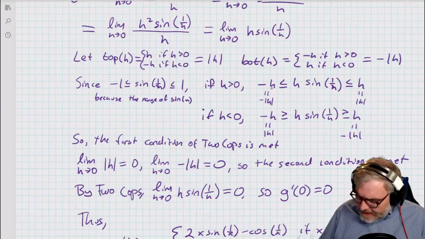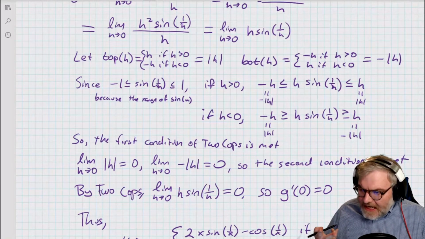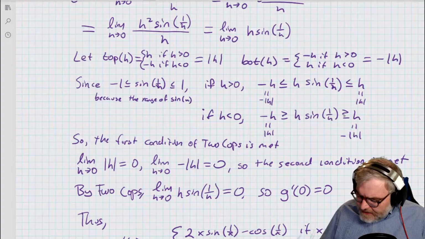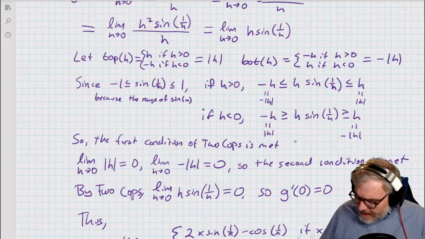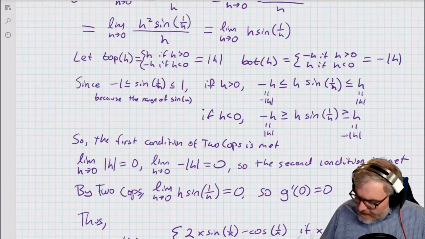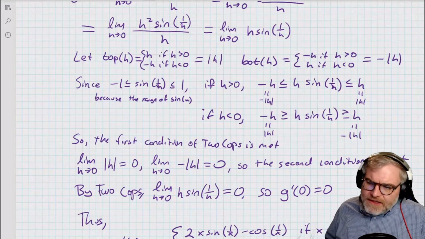Negative h is negative absolute value of h if h is greater than 0, and if h is less than 0, I flip the signs, and I get negative h is greater than or equal to h sine of 1 over h is greater than or equal to h. And then again, because I'm less than 0, this negative h means this definition, and this h meets this definition because I'm less than 0. So the first condition of 2 cops was met.